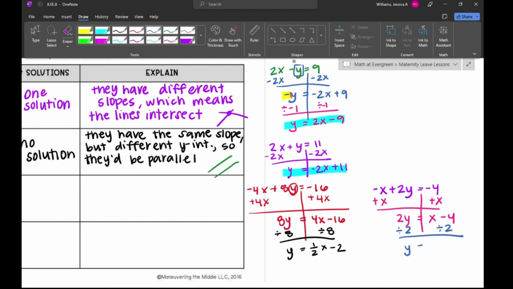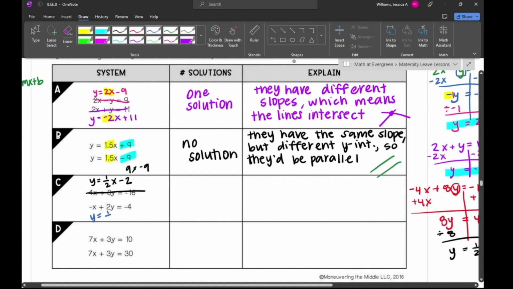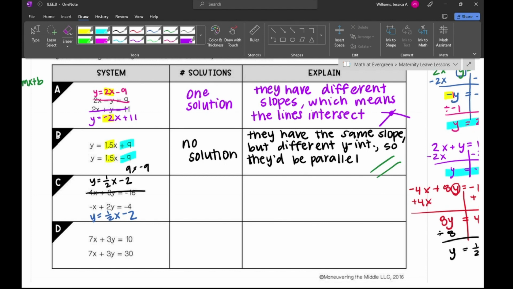That leaves me with y is equal to, on that right side I need to divide everything by 2. This x has a 1 in front of it, so that's 1 divided by 2, or 1/2 x. And then negative 4 divided by 2 would be negative 2. So this would give me y equals 1/2 x minus 2. Okay, what do you notice about these two equations? I hope you thought that they are the same, and because they're the same, we're going to have infinitely many solutions.